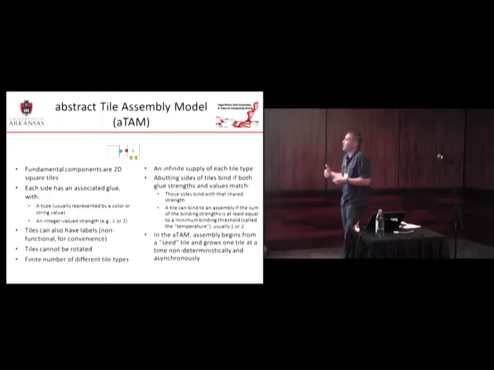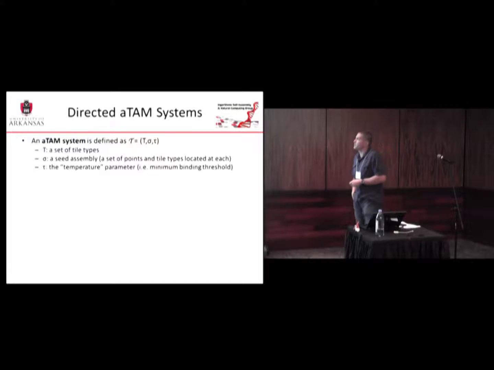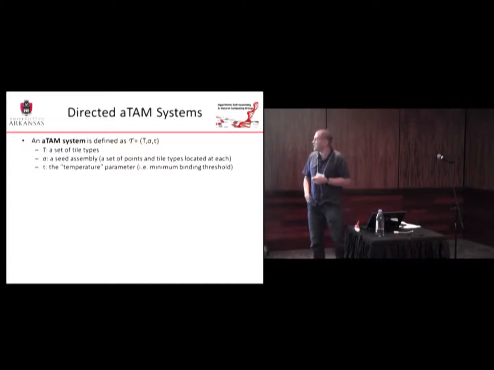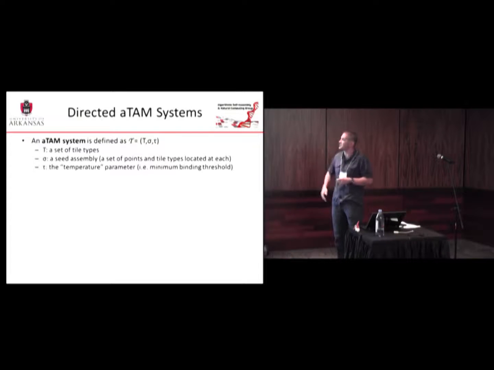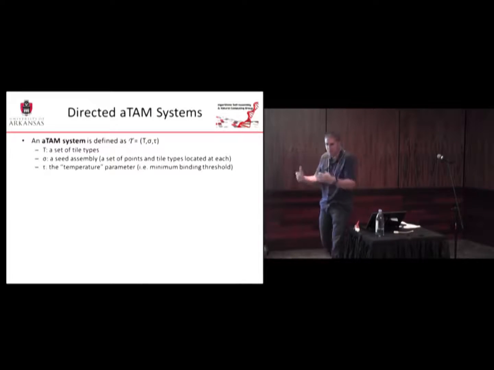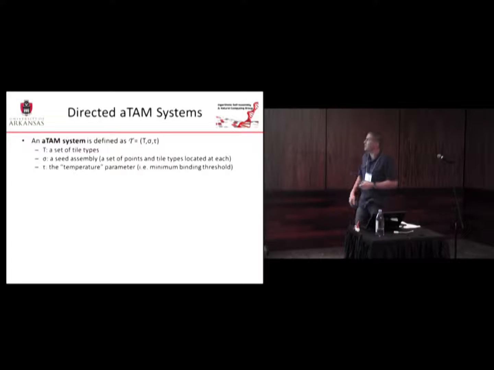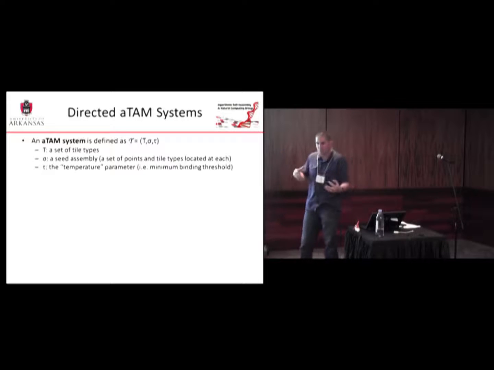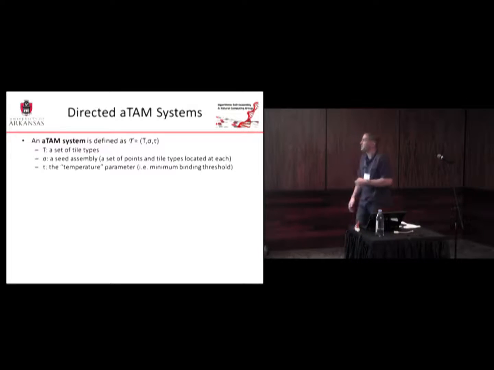So that's the basic premise of how the tile assembly model works. And so we define a system in the ATAM as a triple. The first component is a set of types of tiles. The second is the seed, which is just a set of those tiles in some configuration. That's the configuration we get to begin from. And then the minimum binding threshold. How strongly do tiles need to be able to bind? How much glue strength do they need to be able to bind with to stay attached to the assembly?